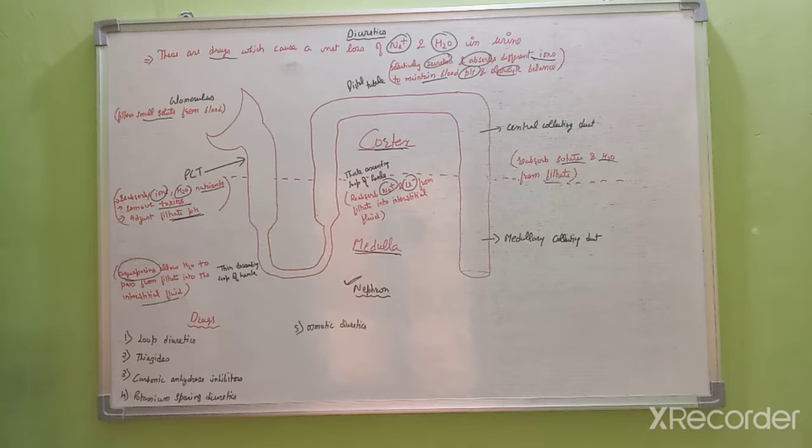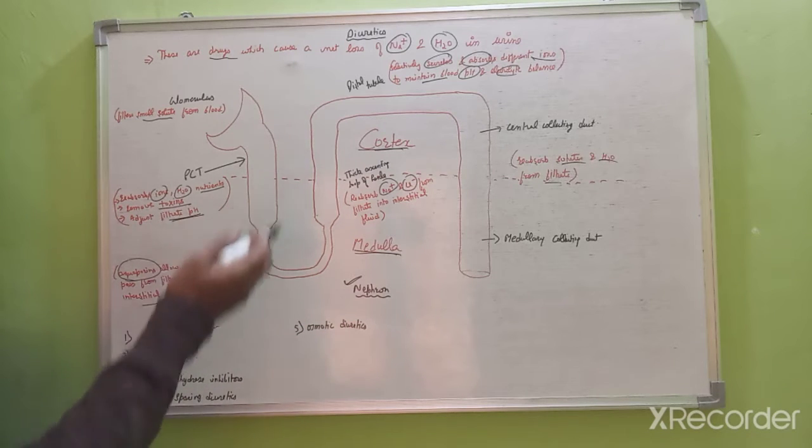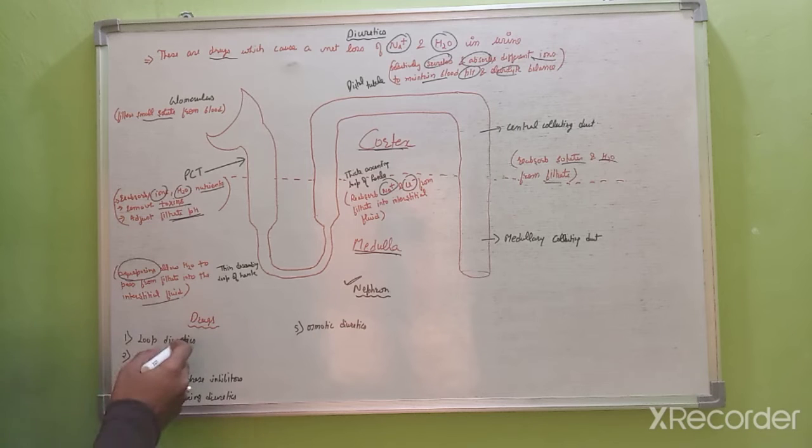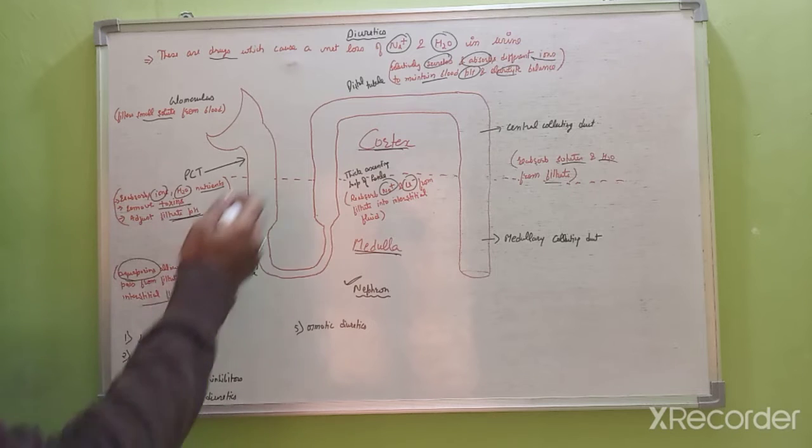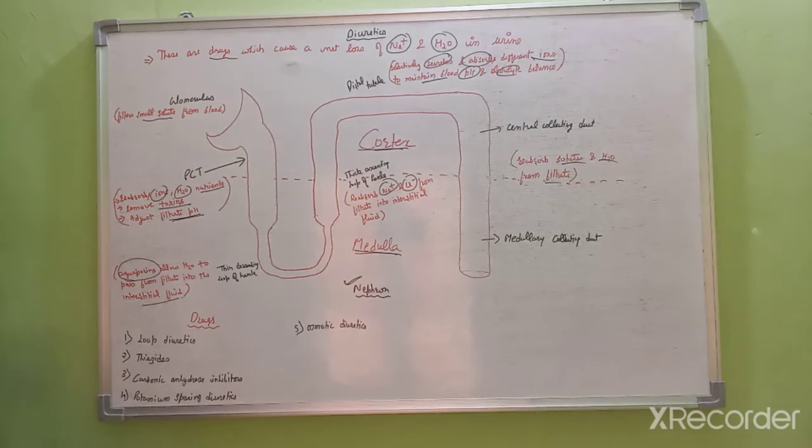Here we only focus on the drugs. The diuretic drugs include loop diuretics, thiazides, carbonic anhydrase inhibitors, potassium sparing diuretics, and osmotic diuretics. These are the various drugs which act on the various parts of the nephron: loop diuretics will act on the thick ascending loop of Henle, thiazides will act on the distal tubule, carbonic anhydrase inhibitors will act on the PCT. So let's discuss these drugs one by one.